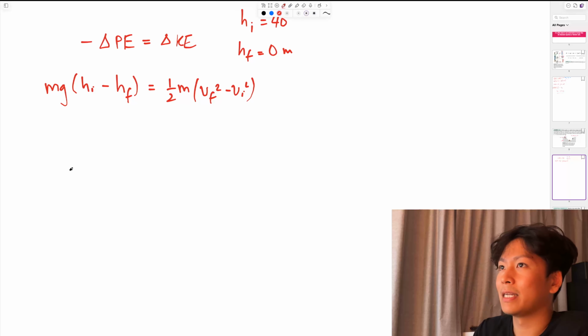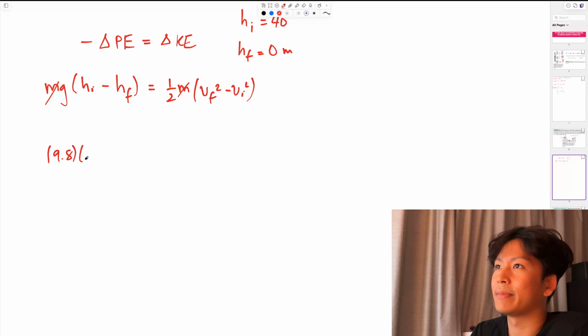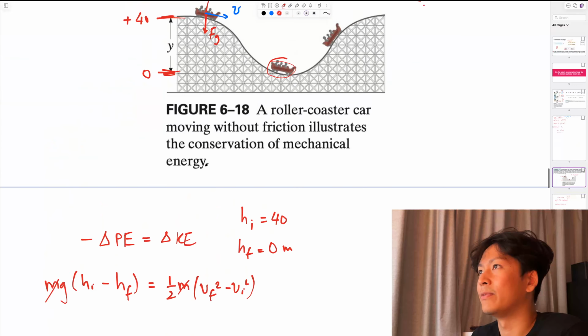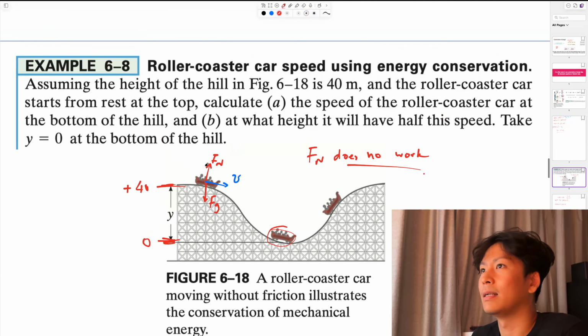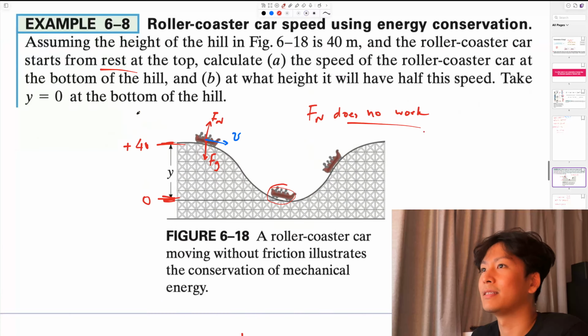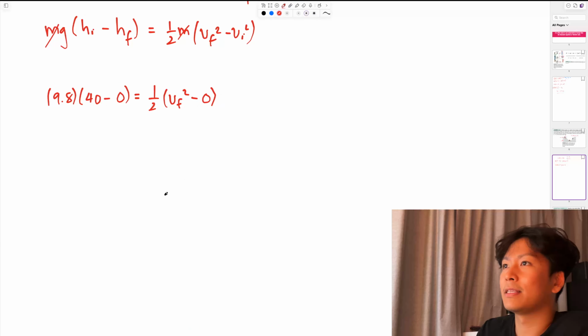So let's just plug it in. Again, the m's cancel out, so that's fine. So I have 9.8 times my initial height, which is 40, minus the final height, which is 0, is equal to half times the final velocity, which is what I'm looking for. And my initial velocity is 0 because it started from rest. Is that correct? Let's see, the roller coaster starts from rest. Yep, so that's fine.